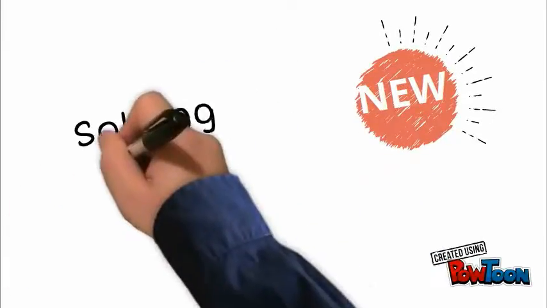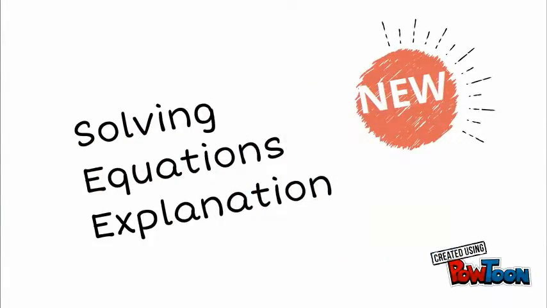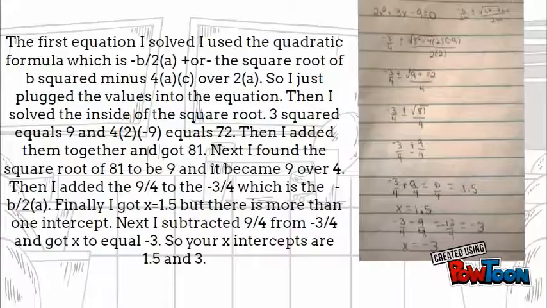Solving equations explanation. The first equation that I solved used the quadratic formula, which is negative b over 2a, plus or minus the square root of b squared minus 4ac, over 2a. So I just plugged in the values to the equation, and I solved the inside of the square root.